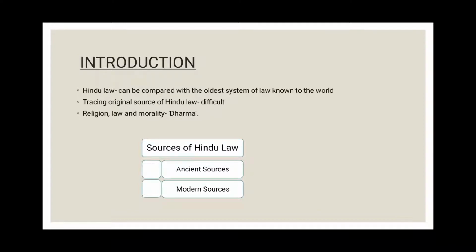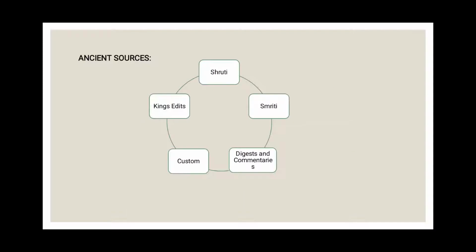Moving further, sources of Hindu law have been divided into two categories, the ancient sources and the modern sources. We will start with the ancient sources, which are further divided into five types: Shruti, Smriti, digest and commentaries, custom, and king edicts.